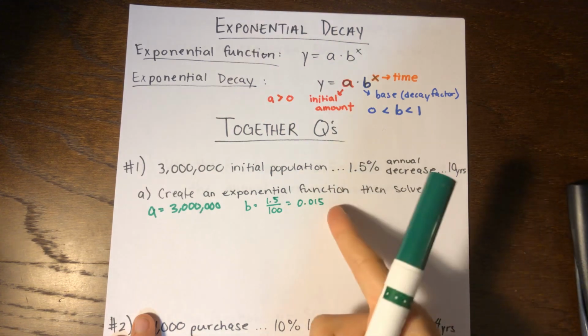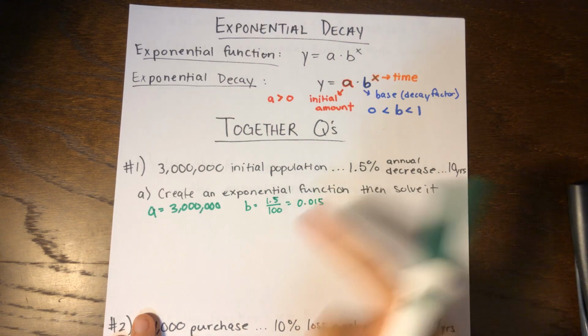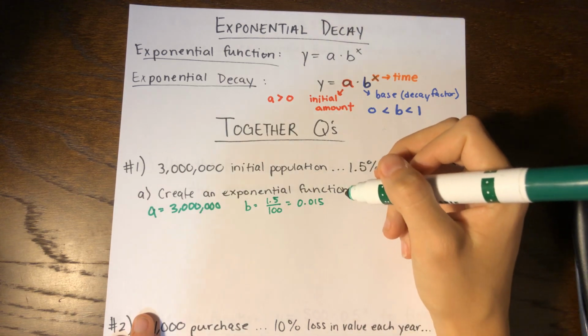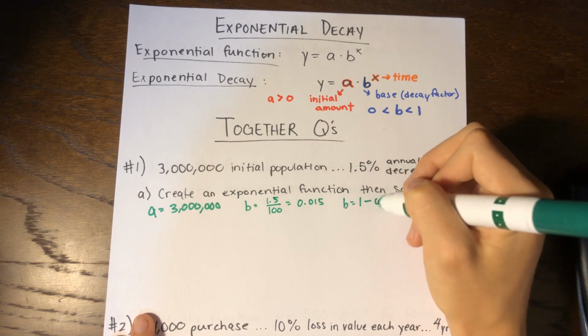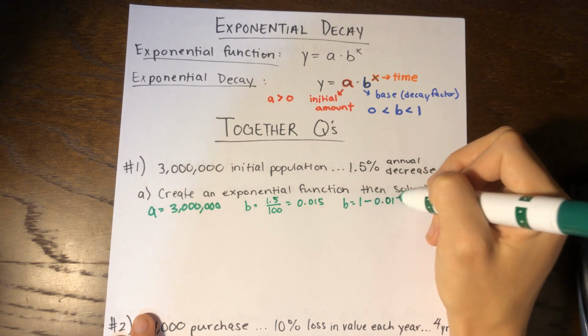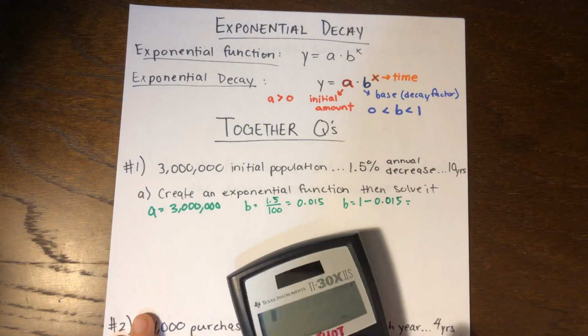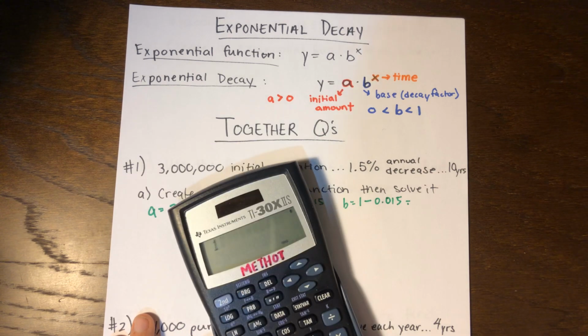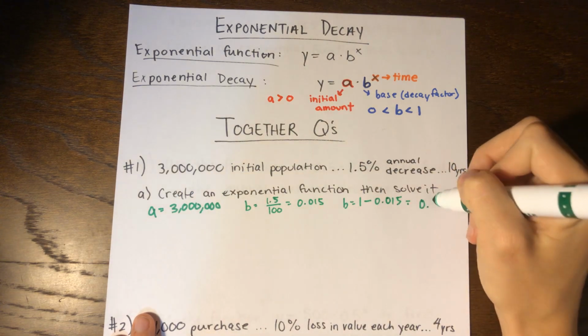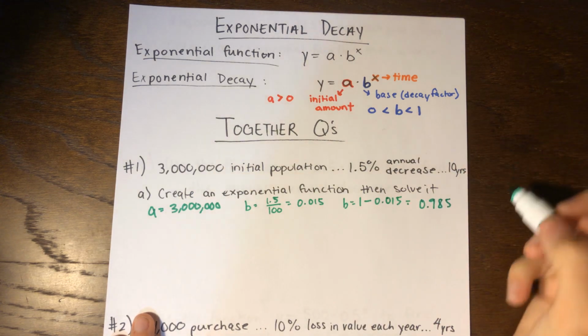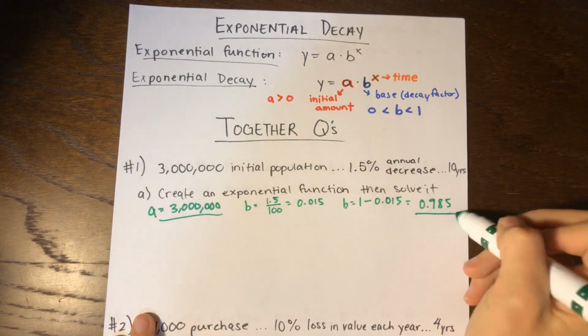This time, instead of that just being our b, we have to do 1 minus. So b equals 1 minus 0.015. This one has an extra step. So we do 1 minus 0.015, and I get 0.985. So this is my a, this is my b.